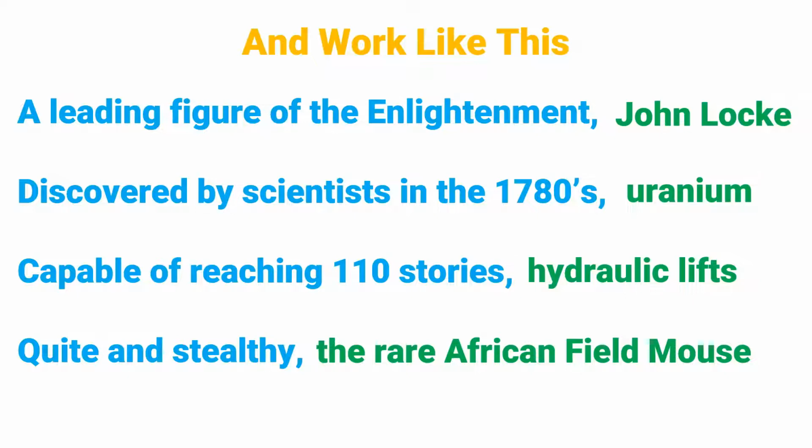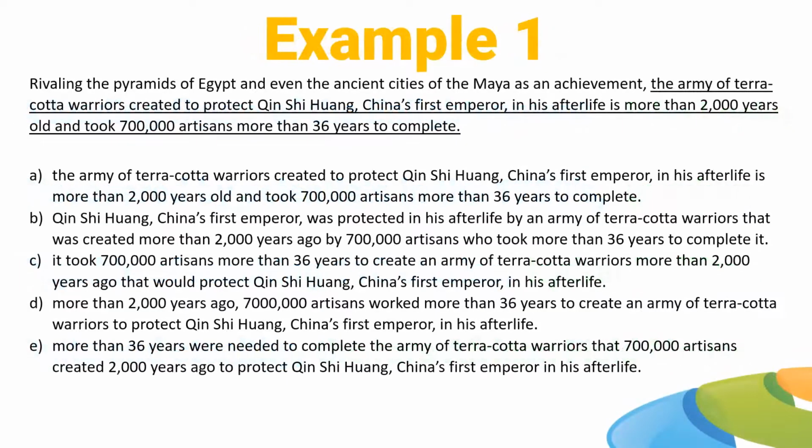So let's take a look at some examples, and you're going to find this is incredibly helpful. Rivaling the pyramids of Egypt and even the ancient cities of the Maya as an achievement, the army of terracotta warriors created to protect King Shi Huang, China's first emperor, in his afterlife is more than 2,000 years old and took 700,000 artisans more than 36 years to complete. All right, do we have an intro phrase with a comma? Yeah, we absolutely do. So the question is, who or what rivals the pyramids of Egypt and the ancient cities of the Maya? I think it's the army of terracotta warriors.